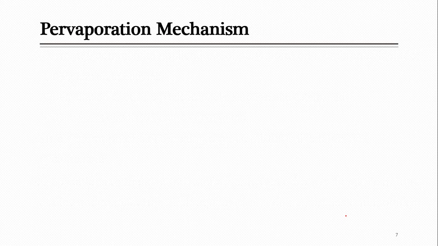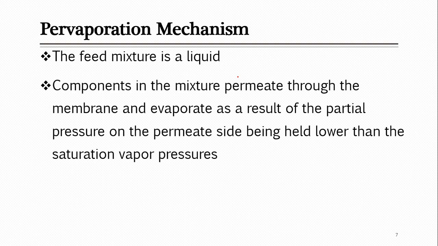Let's look at the mechanism, how does it take place. We have discussed a few points before this, but overall the feed mixture here is liquid, the feed entering this system is liquid. Then some components in this mixture can permeate through the membrane, and when they reach the other side of the membrane, they get evaporated. Actually they evaporate as a result of the partial pressure on the permeate side being lower.